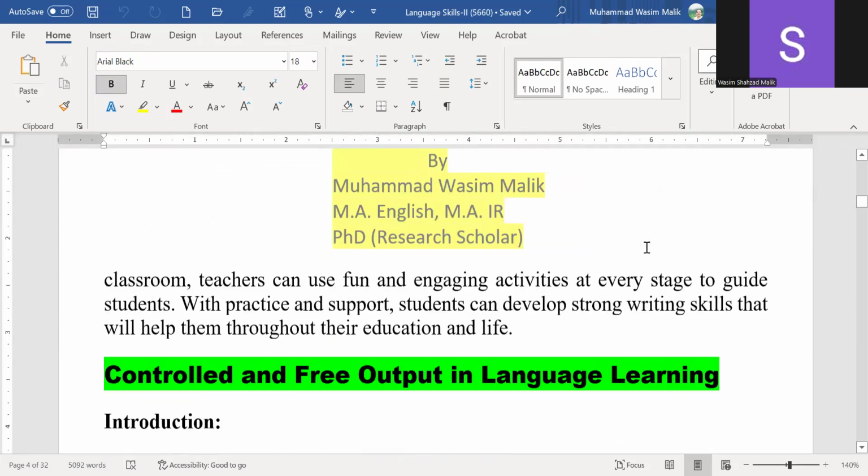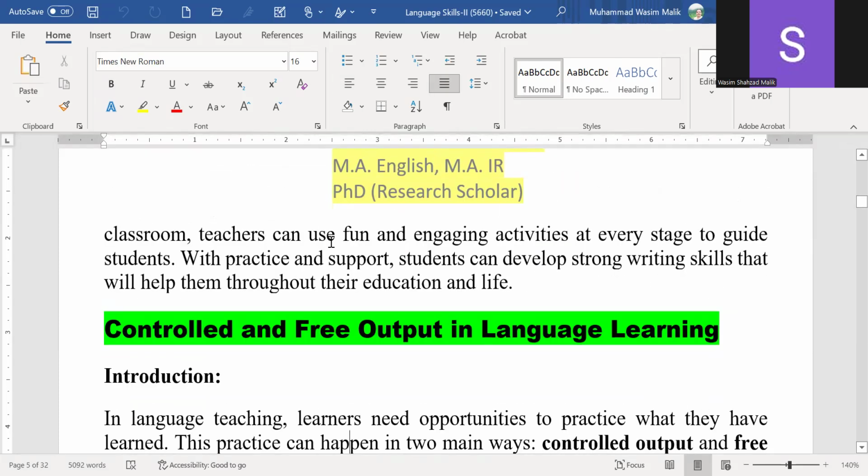In a language classroom, teachers can use fun and engaging activities at every stage to guide students. With practice and support, students can develop strong writing skills that will help them throughout their education and life.